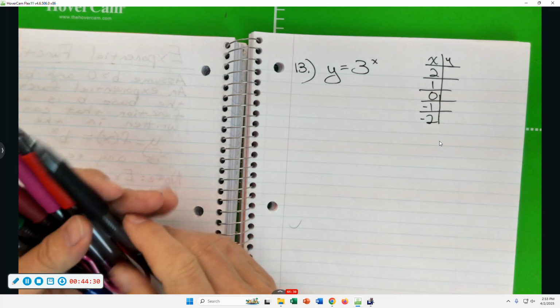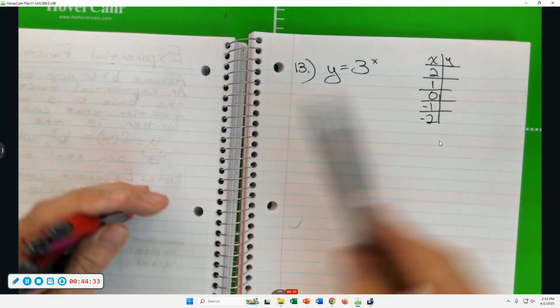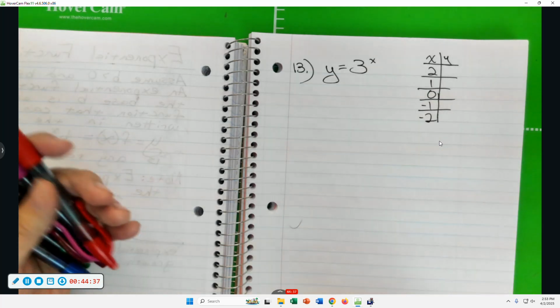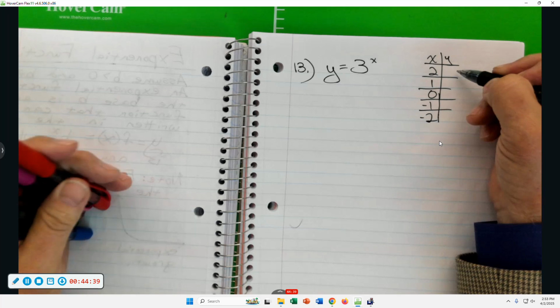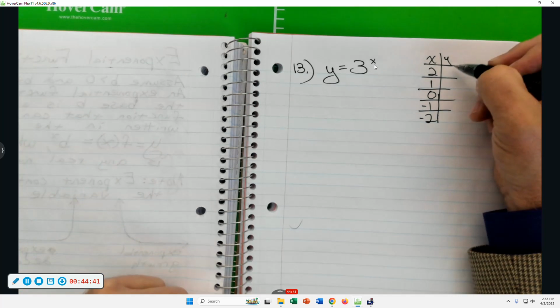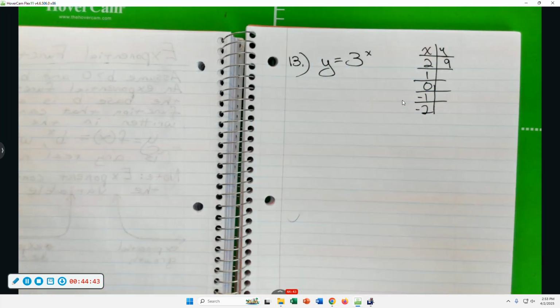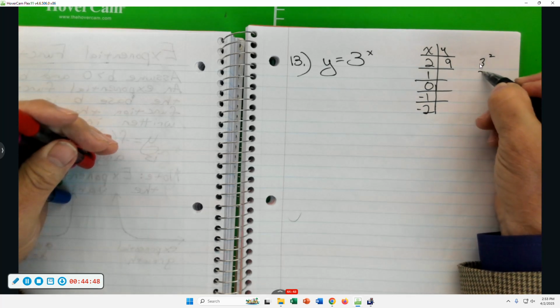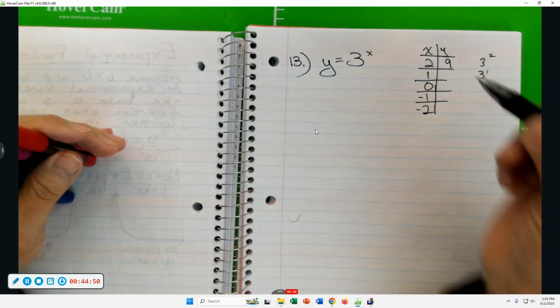And from there you can figure out the shape of the graph. We'll start off with the 2. 3 squared. What's that going to give us for the y value? 9. Okay, I agree. 3 squared is 9. 1. 3 to the first power. What's that going to give us?